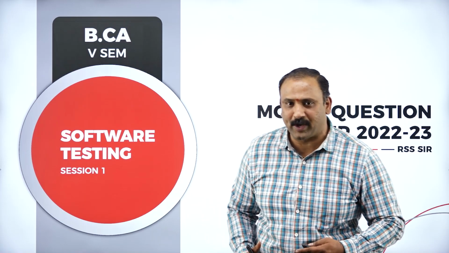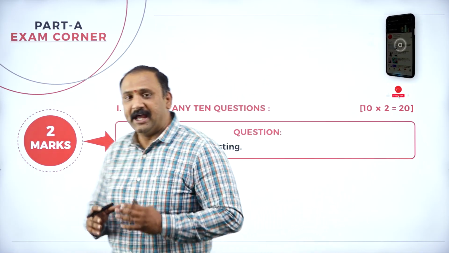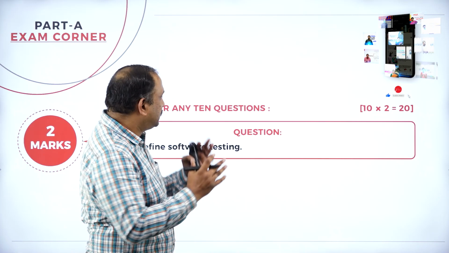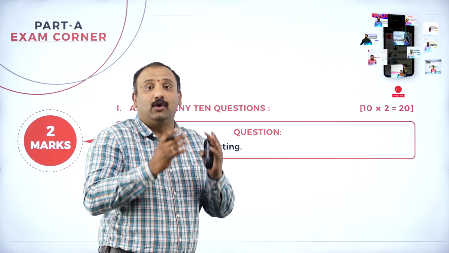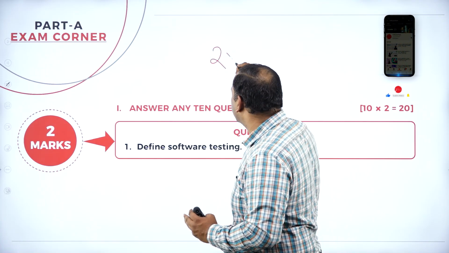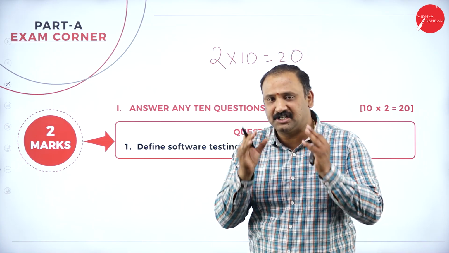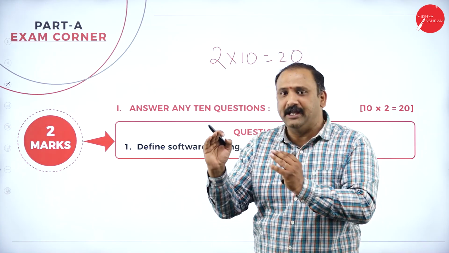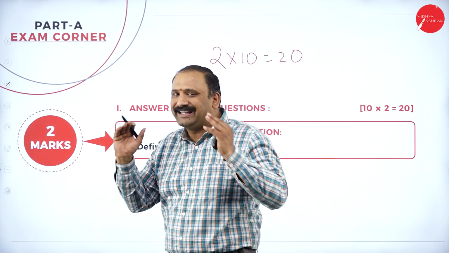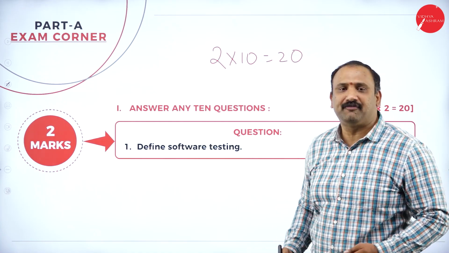So in the first session we will be looking into the 2 marks questions that are probably going to come for your examination. Starting with the first question, in part A we have 10 questions to be answered out of the 12 questions that are given. So 2 into 10 is equal to 20 marks. By solving part A thoroughly, you will be able to score 20 marks completely. Now starting with the first question: define software testing.